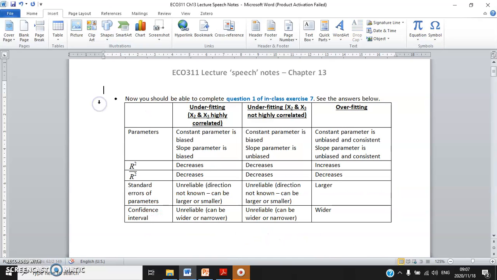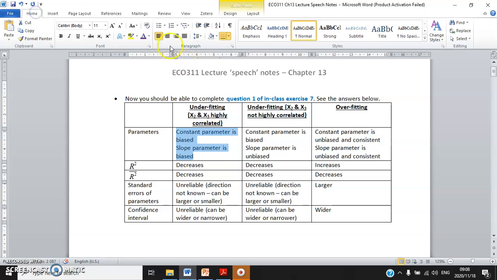Okay. And then to conclude, there is a nice summary table question here. Okay, very self-explanatory. So I'm going to stop for 30 seconds for you to go through the answers. So this is the most serious case, underfitting. When x2 and x3 are highly correlated, it is going to ruin both the constant and slope parameter.